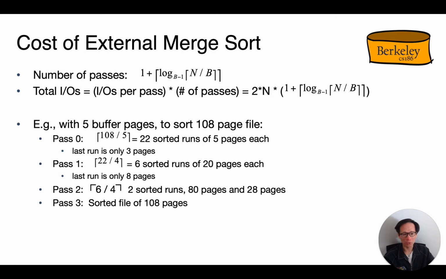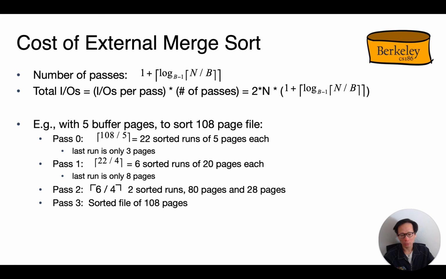In pass 0, we'll take that 108-page file and write out 22 sorted runs of 5 pages each. So that's 108 divided by 5 ceiling. The last one is going to be 3 pages because we don't have a multiple of 5 here. In pass 1, we take those 22 sorted runs and we merge 4 of them at a time together using our last one buffer page for output. So that is going to generate 22 divided by 4 ceiling, which equals 6 runs.